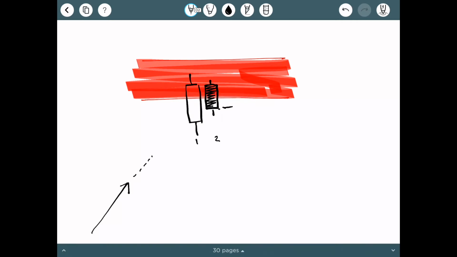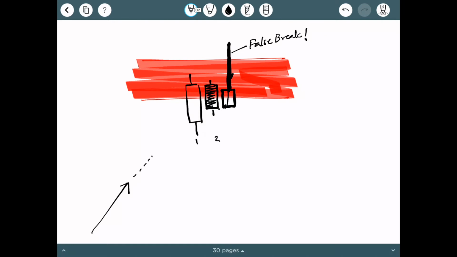It goes up and it comes back. Let's say it comes back here. So this creates a false break.